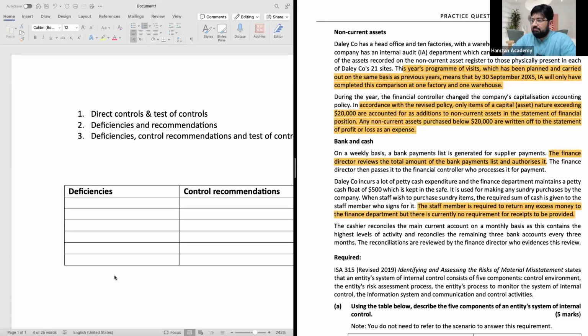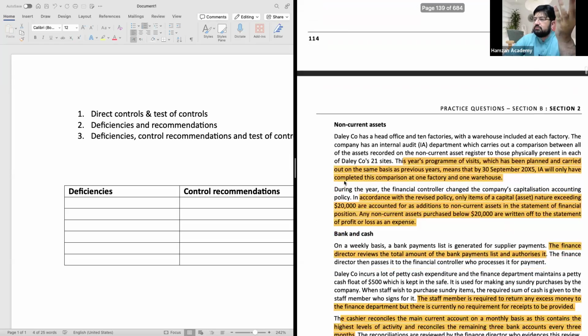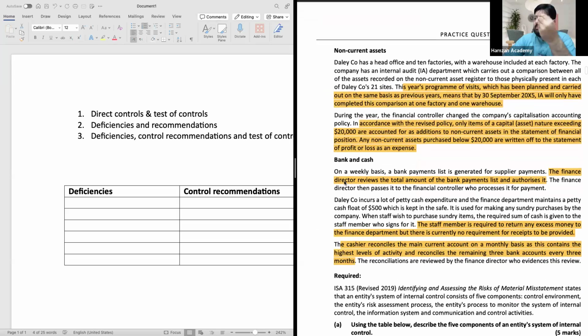The cashier reconciles the main current account on a monthly basis as it contains the highest level of activity, and reconciles the remaining accounts every 3 months. The reconciliations are reviewed by the finance director. Now, how many points? 1, 2, 3, 4, 5, 6, 7. We need 5, so pick the best 5 you can write about.